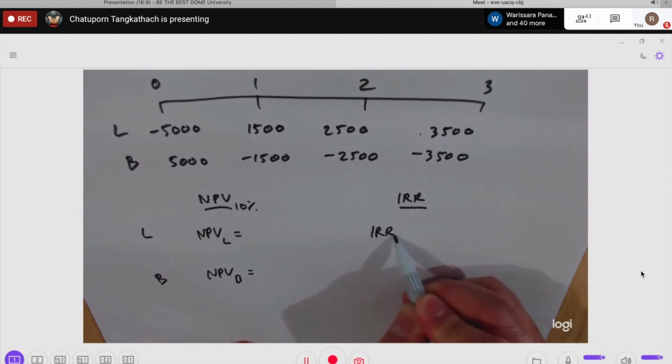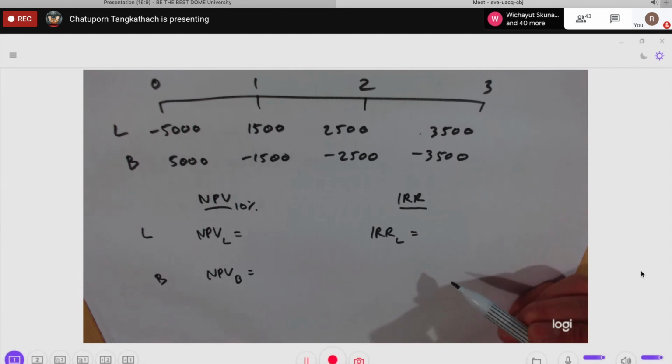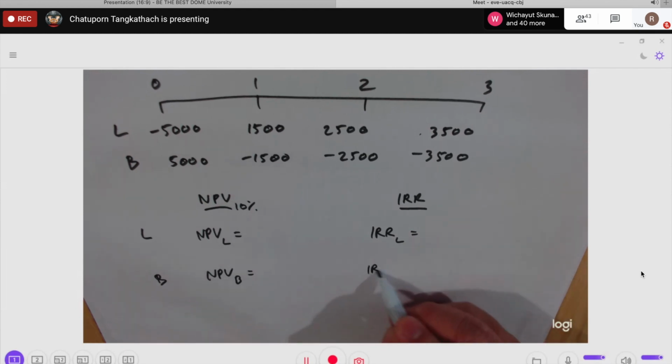And after that, just use each criterion. Look at IRR. From these two projects, which project are we going to accept, one or two of them or none of them? Also look at NPV. Try that first. Calculate NPV and IRR.